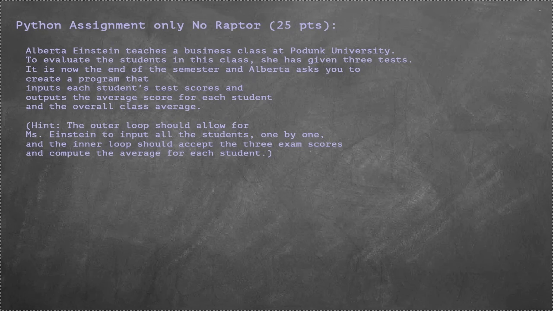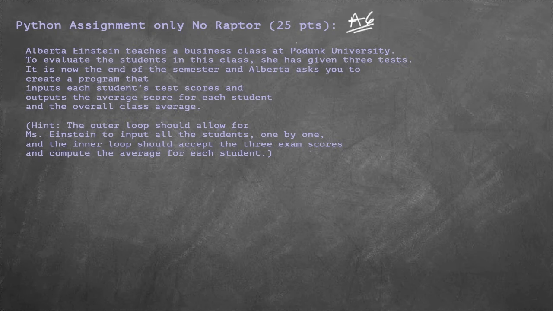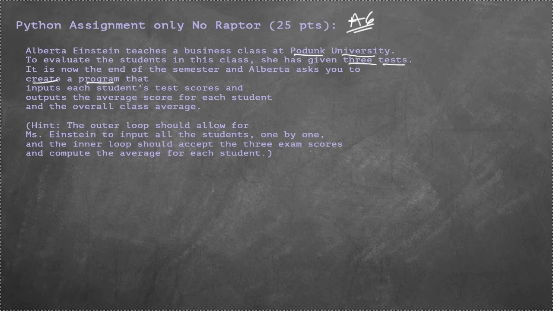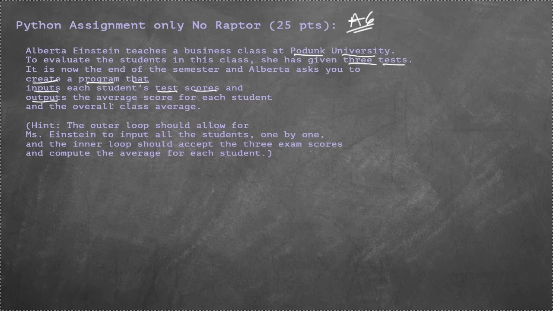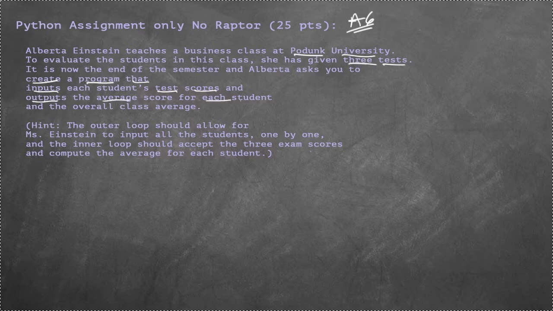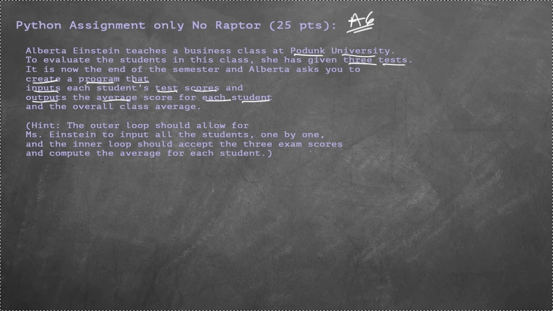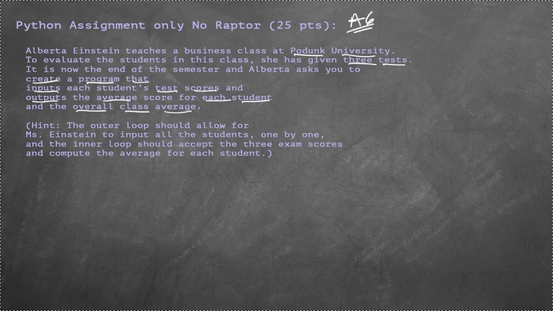We're going to take a minute to discuss how we're going to make problem A6 work. We have Alberta Einstein, who teaches a business class at Podunk University. To evaluate the students in this class, she has given 3 tests. It is now the end of the semester, and Alberta asked you to create a program that inputs each student's test score, so we need to get test scores in there, and outputs the average score for each student, and then later the overall class average.